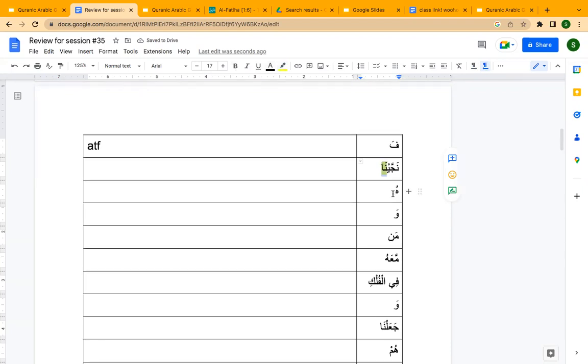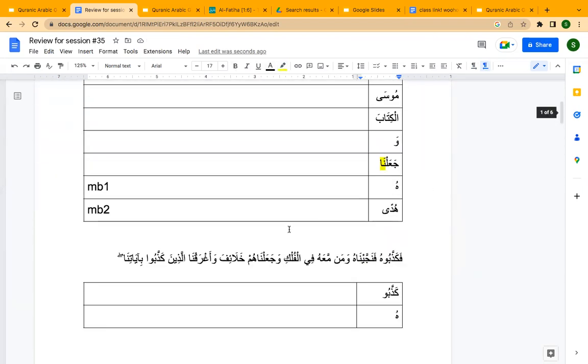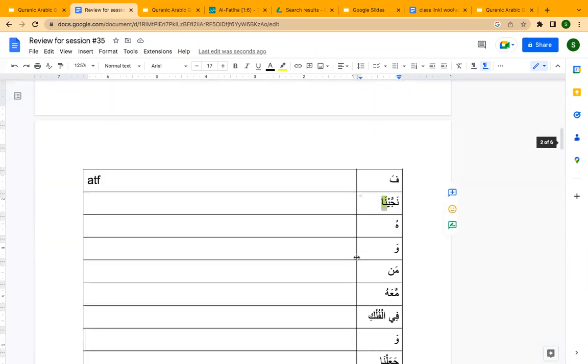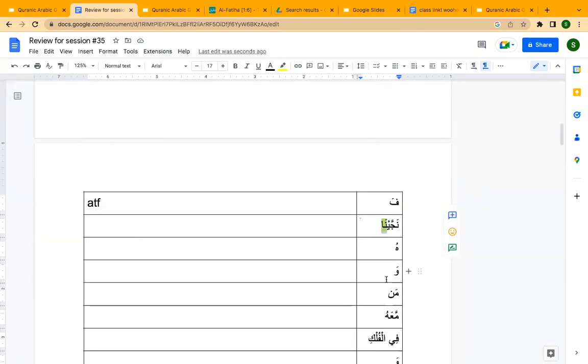What will I call hu, which is coming attached to a fail? Najjaynahu, it's going to be my maf'ul bihi. I'm not going to spend more time. Now comes your waw. What do you think about this waw? We saved him. Waw is going to be my atf. Very well done.